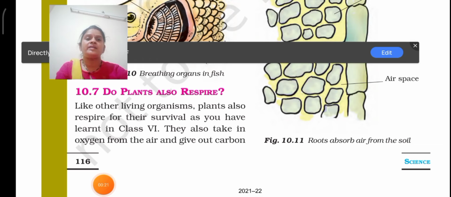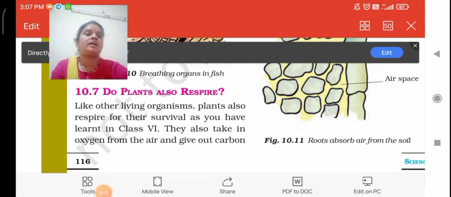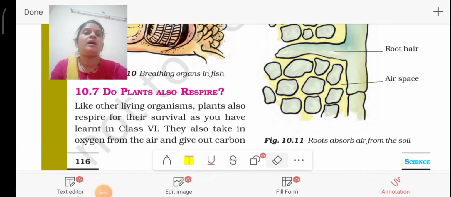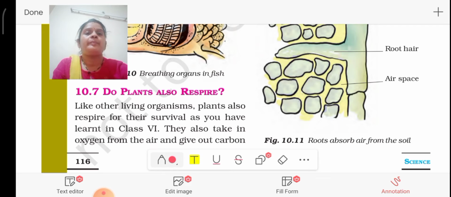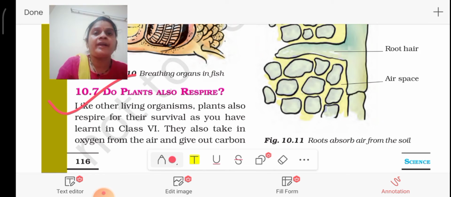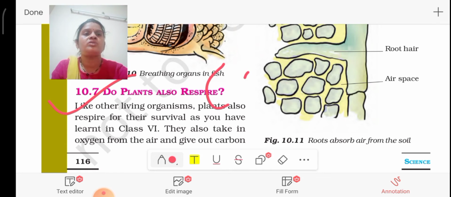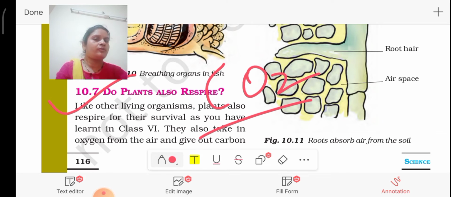Now we'll discuss our next topic, respiration in plants. Plants also respire. Why? Because they are also living organisms. They also need oxygen to get energy, because respiration is the process by which all living organisms get energy. So in the daytime, or most of the time, they use carbon dioxide. As long as sunlight is there, they use carbon dioxide to perform photosynthesis.